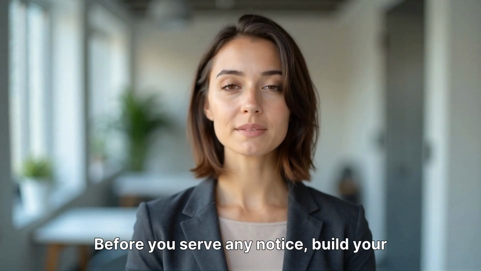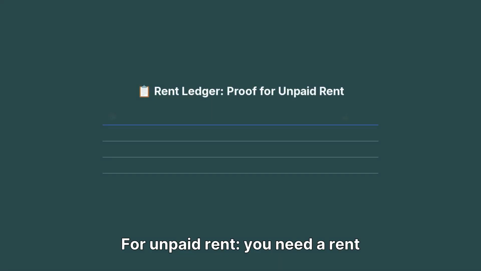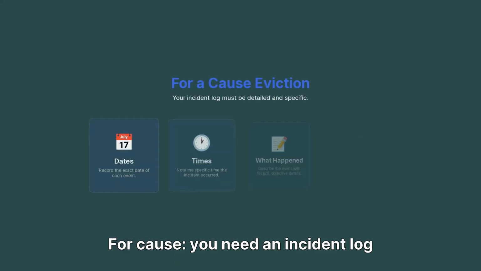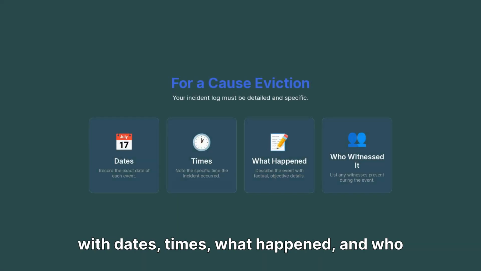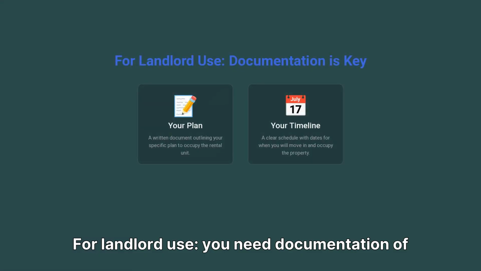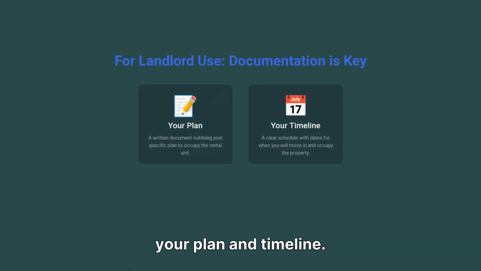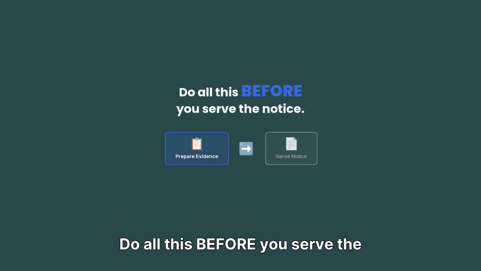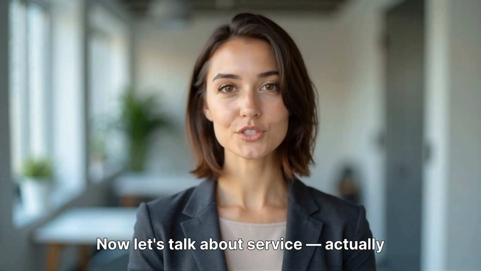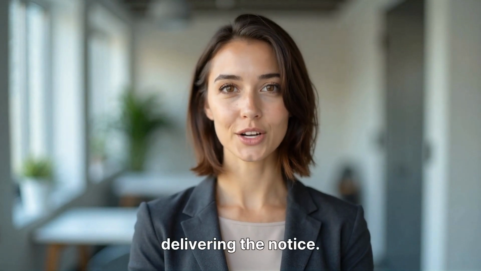Before you serve any notice, build your evidence file. For unpaid rent, you need a rent ledger with dates and amounts. For cause, you need an incident log with dates, times, what happened, and who witnessed it. For landlord use, you need documentation of your plan and timeline. Do all this before you serve the notice. Assume the tenant will dispute. Prepare accordingly. Now let's talk about service, actually delivering the notice.